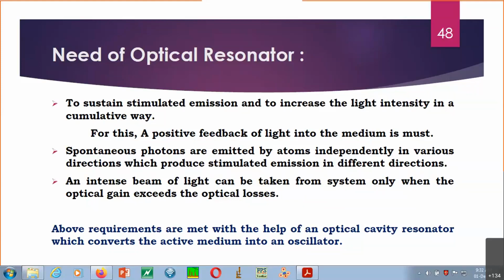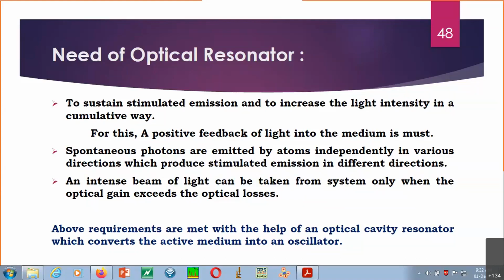Second thing, if you go to the second need of optical resonator, as I have discussed earlier also in my starting lectures, whenever the particles or the atoms are in the excited state, always they will come down to the lower state. Either it can come down on its own, so that process we call a spontaneous emission process. If it is coming down with the help of some external source, then that process we call a stimulated emission process.